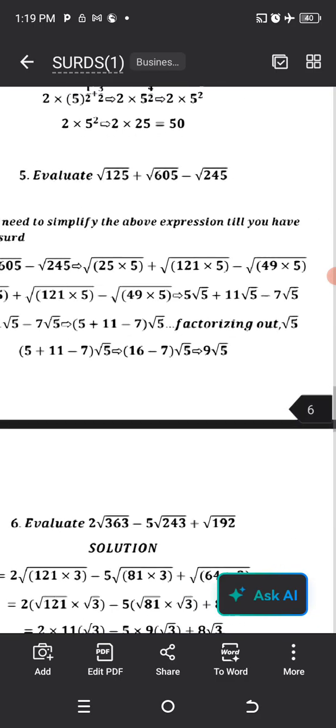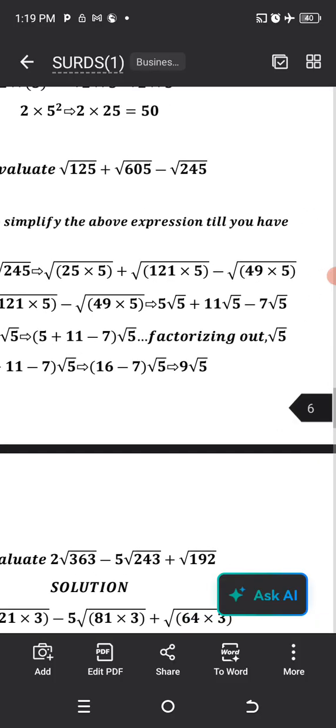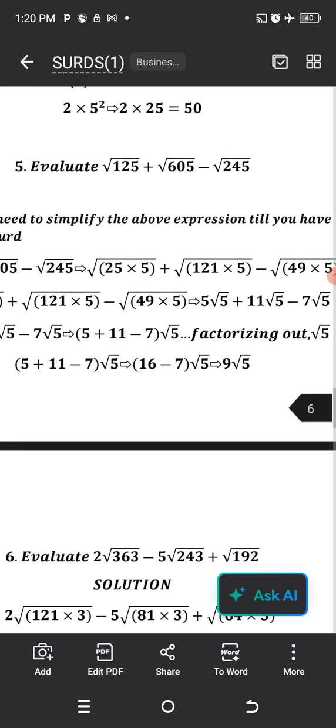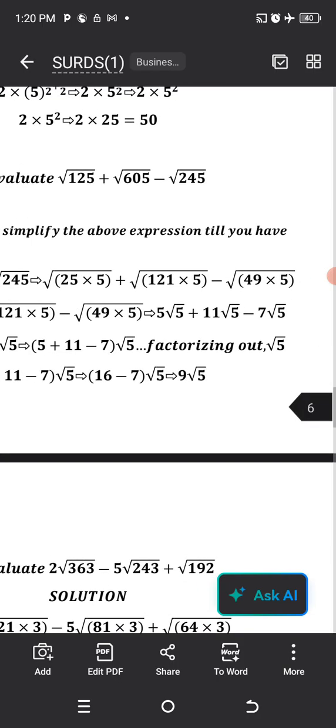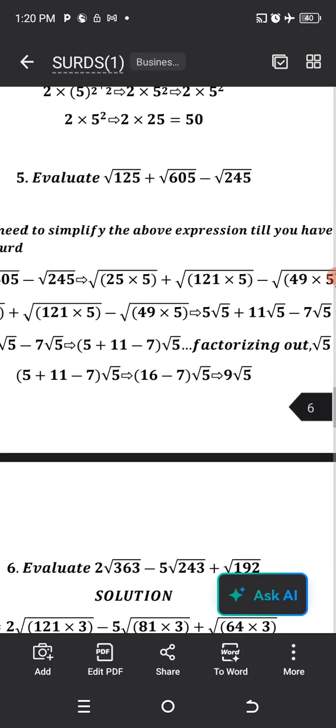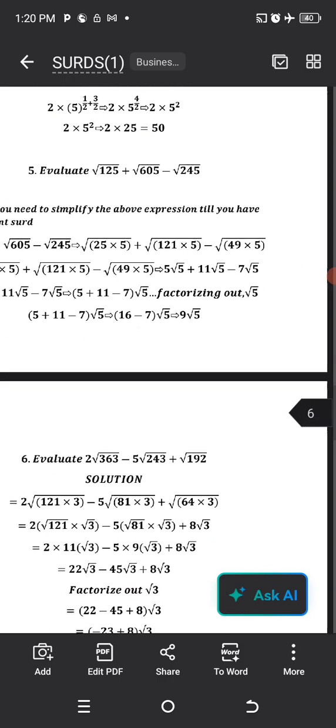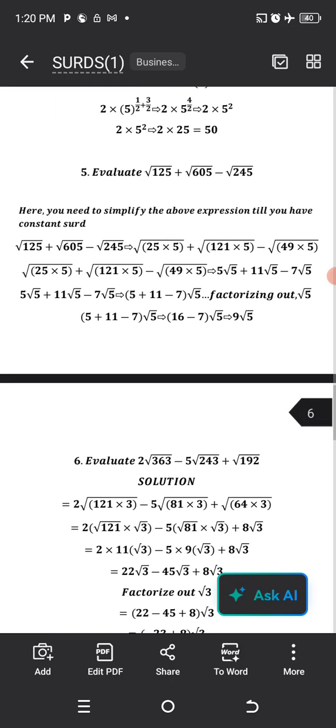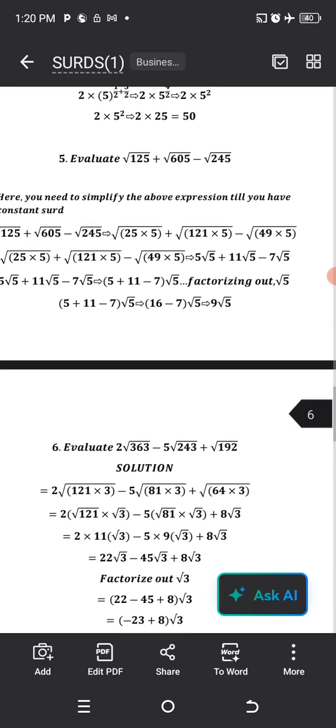Square root of 25 times 5 plus square root of 121 times 5, which is going to give you 605, minus square root of 49 times 5, which is definitely going to give you 245. Yeah, if I were you, I would try to confirm and check whether what this tutor is saying is actually correct. You confirm. That is how to learn and how to let your memory grab something. Sure you get it now.